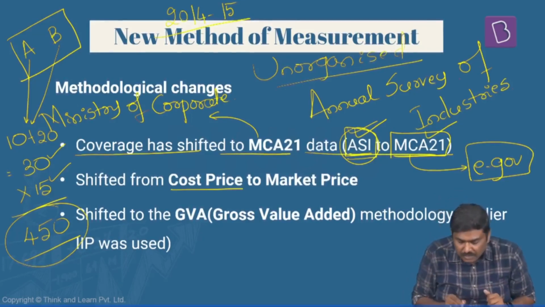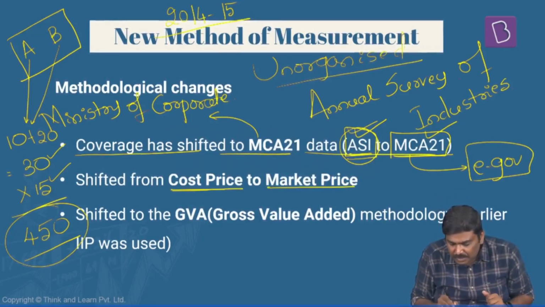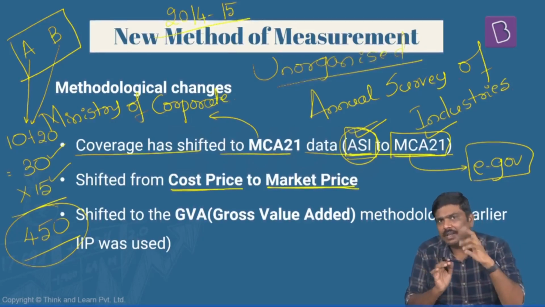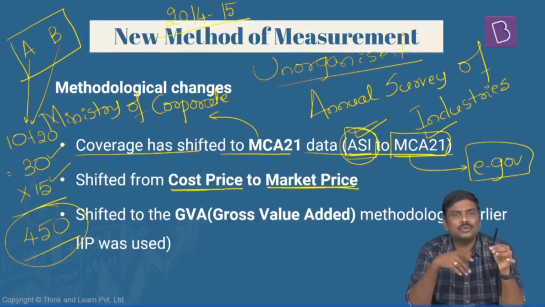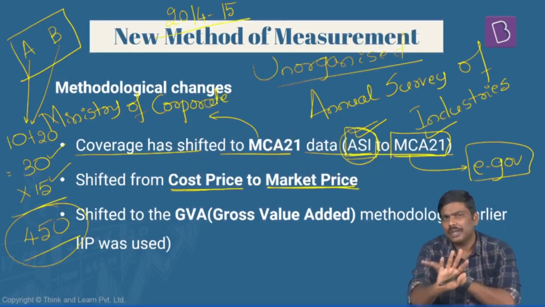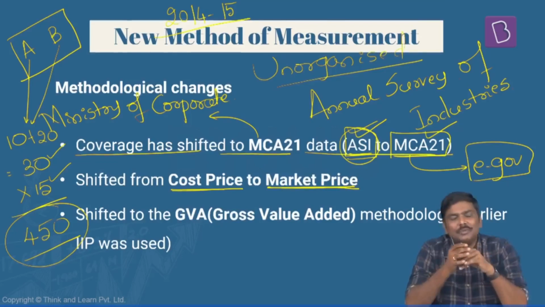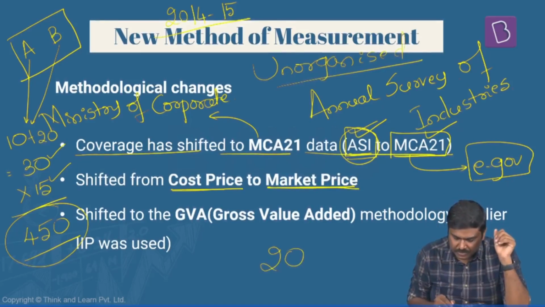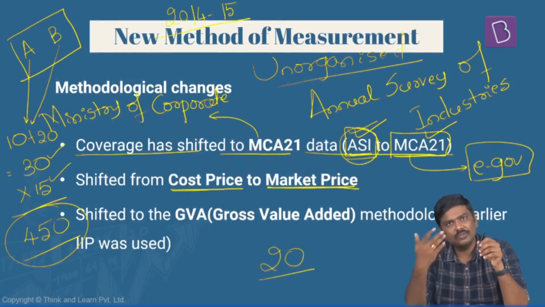Second very important change, we have shifted from the cost price method to the market price method. What do you mean by this? Let me take a very simple example. Imagine I am the person who is manufacturing this particular pen. Okay, I'm not, but imagine. So imagine I'm manufacturing this pen. To manufacture this pen, I will incur, let's say, a cost of 20 rupees. Is it okay? I'll incur a cost of 20 rupees.